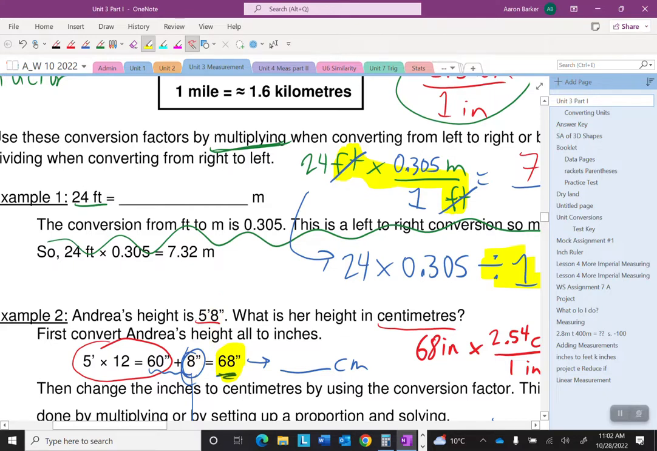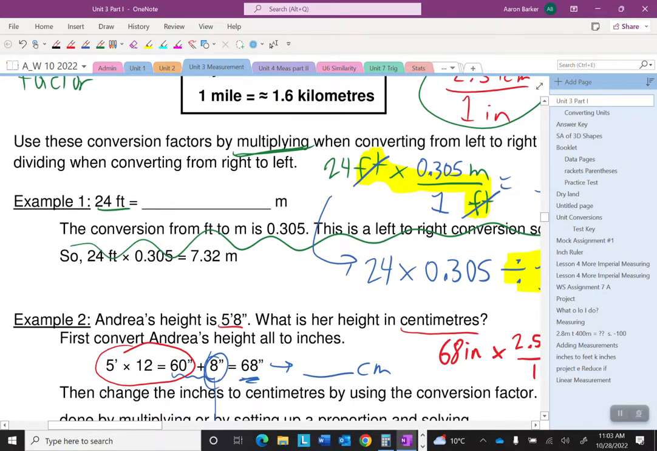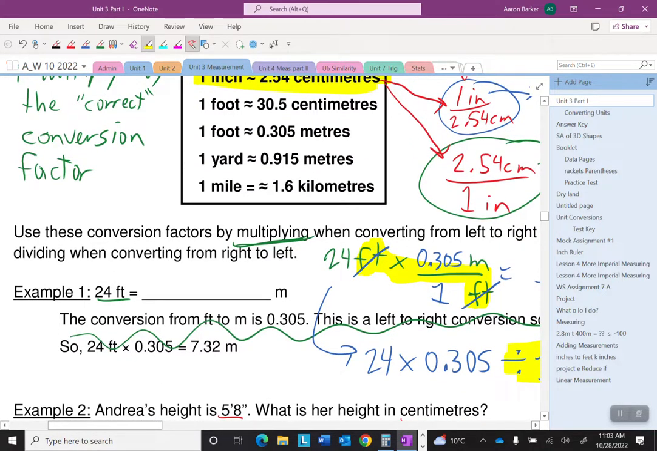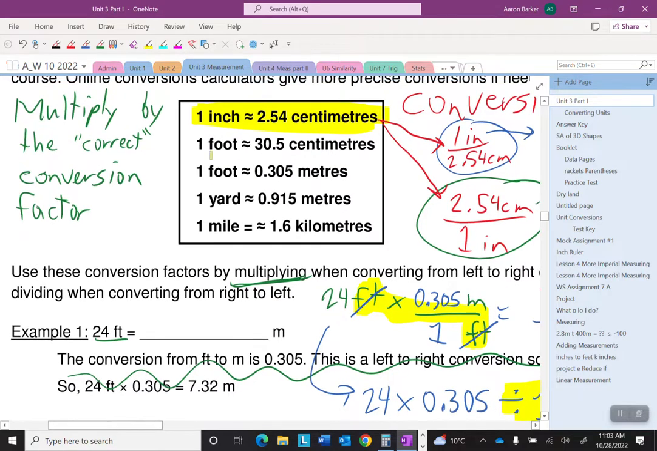So that's important. The first thing you have to do was figure out how many inches is 5 foot 8. Now that you have 68 inches, you convert that to centimeters, because that's essentially what we want to find. We want to know how many centimeters is 68 inches. You could convert everything into feet, but it gets a little bit weird because you have decimals, and that's not really right.